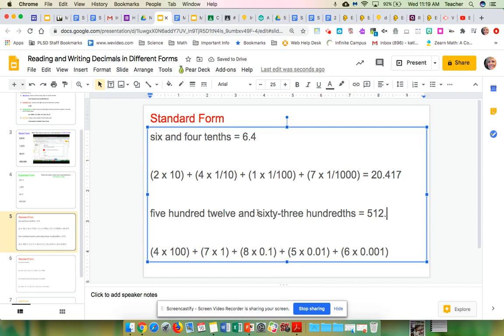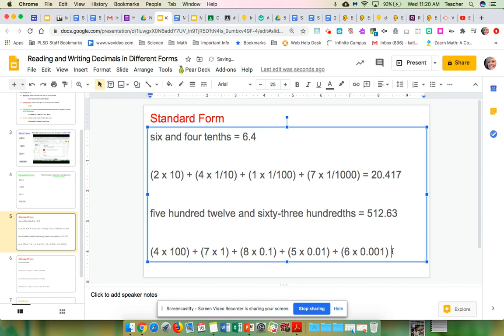And then after the decimal point, I need to write the number 63, and I want the 3 to be in the hundredths place. So I'm going to write the number 63, and then I'm going to check, is the 3 in the hundredths place? In this case, yes, it is, because the hundredths place is the second place to the right of the decimal point.